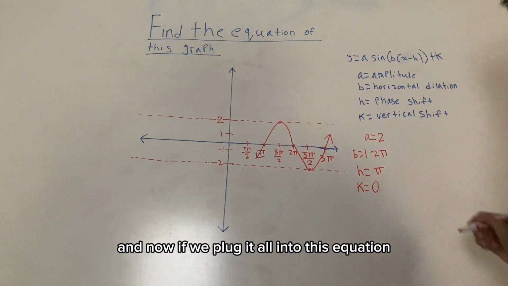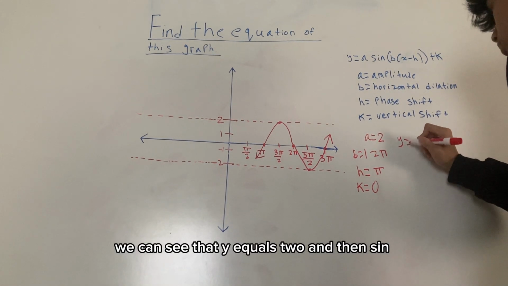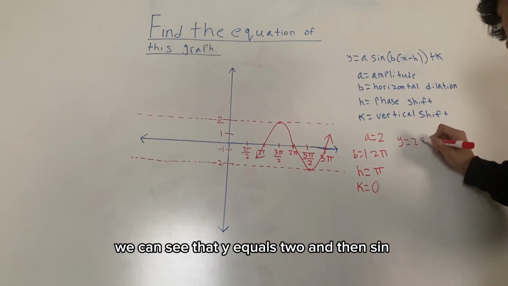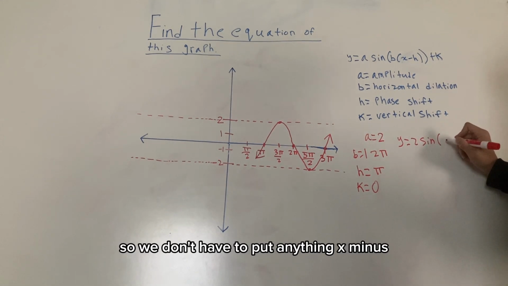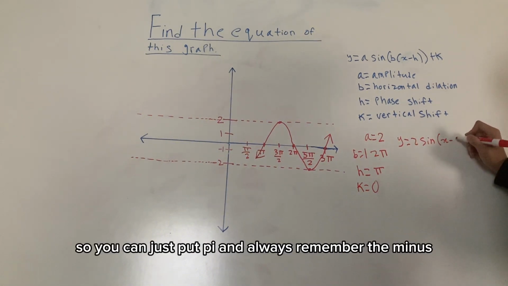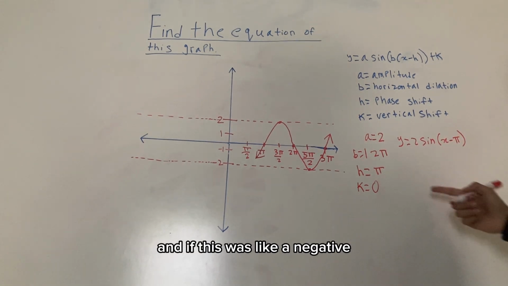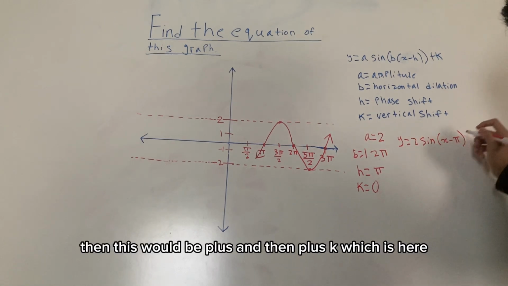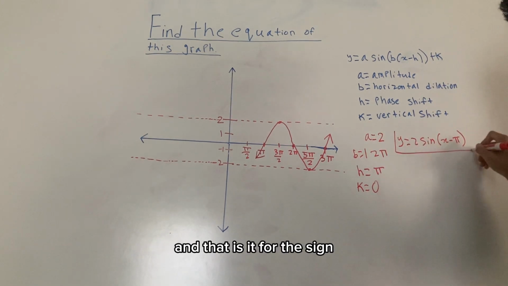And now if we plug it all into this equation, we can see that y equals 2, and then sine, and then b, we don't have a b value, so we don't have to put anything, x minus, and we see that is pi, so we can just put pi. And always remember the minus. It's always going to be minus this value. And if this was like a negative, then this would be plus. And then plus k, which is 0, so we don't have to put anything. And that is it for the sine.